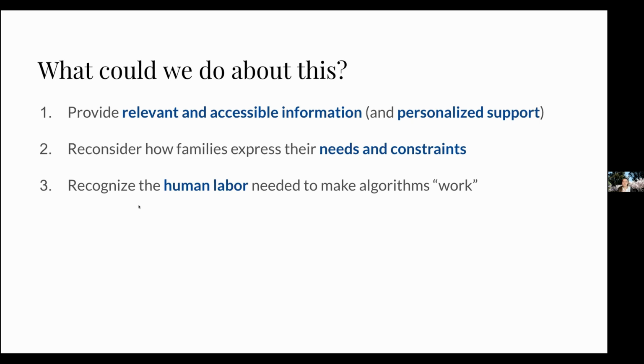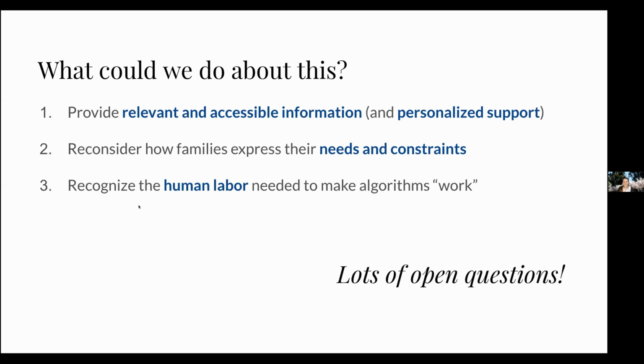The second is maybe reconsidering how families express their needs and constraints. Given that it takes so much work to put these preferences together, maybe there's a better way to be communicating between families and the district. And finally, thinking about all of the human labor that goes into making these systems work the way that we expect them to, and thinking about how the system might have been designed differently or might look different if we acknowledge that work and resourced it.